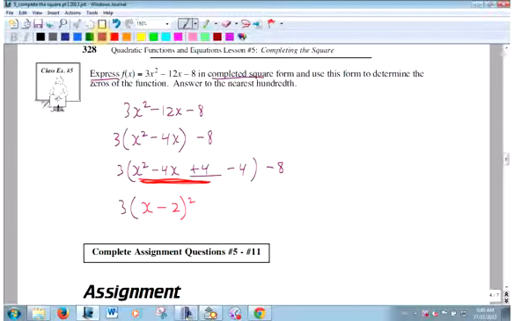Okay? What do I do with this negative 4? I don't want him in the brackets. He's got to come out. But to do that, I have to multiply it by the 3. Okay? What's negative 4 times 3? Minus 12. I still have my minus 8. So last step, just collect those numbers together. That's minus 20. And that is in vertex form.